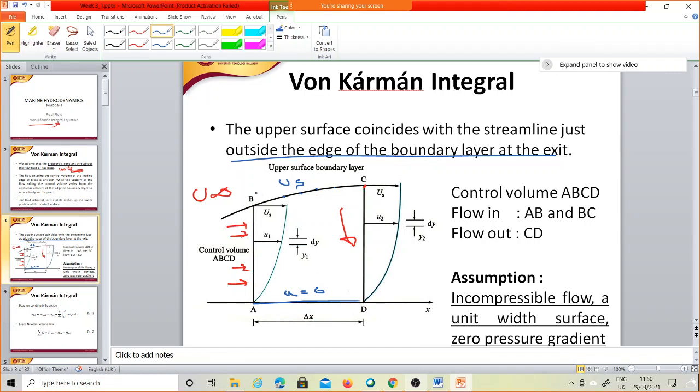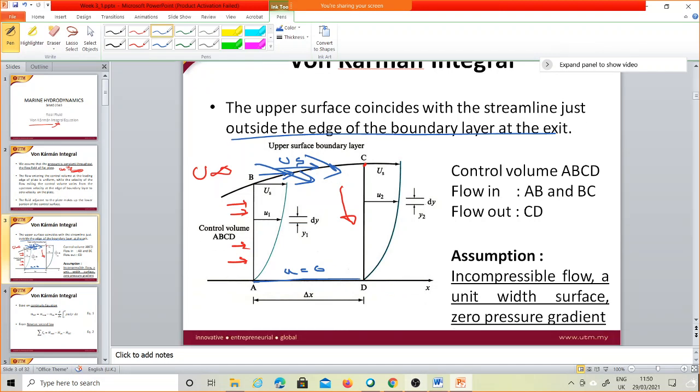Not only AB, flow is also entering in this way. It is actually parallel, not angular. So we will have AB and BC as inlet, and the outlet is only CD, because AD is actually the plate itself, right? So here we also consider the flow is incompressible with a unit width.